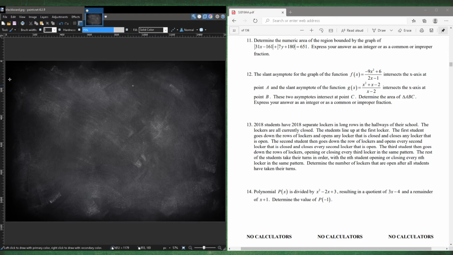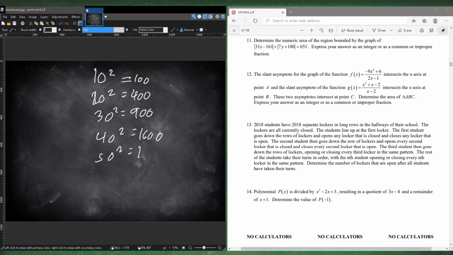So what's that number? Well, let's just try 10 squared, which is 100, so that's below it. 20 squared is 400, so that's still below it. 30 squared is 900. 40 squared is 1600. 50 squared is 2500. Okay, so that's above. So it's going to be between 40 squared and 50 squared. So let's try something in the middle, like 45 squared.